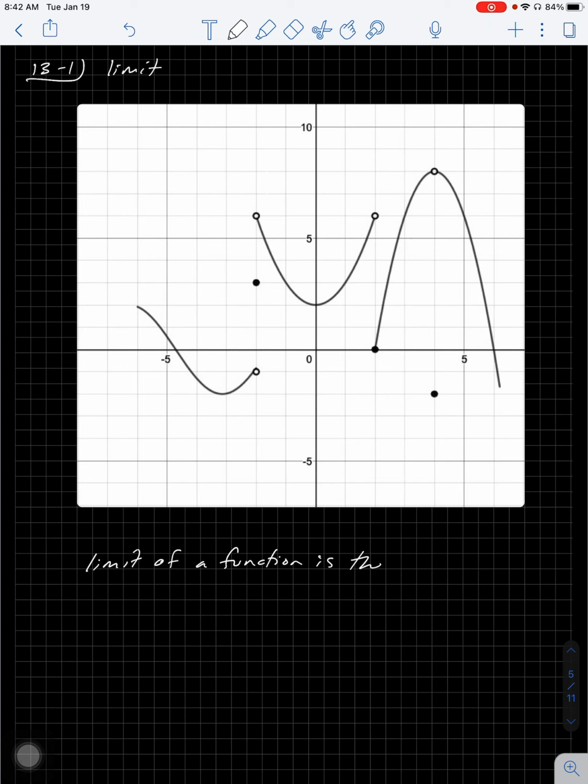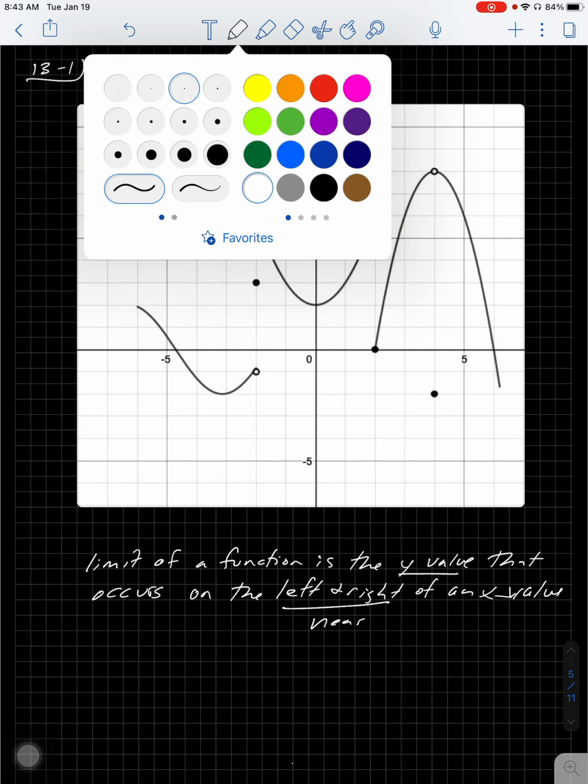And the way I'd like to define a limit in real layman's terms is: the limit of a function is the y value that occurs on the left and the right of an x value. I could also say, instead of left and right, near an x value. Okay, so the idea is this.